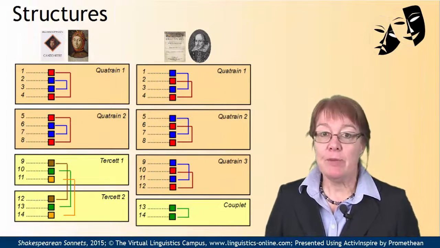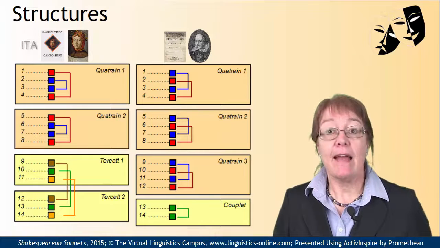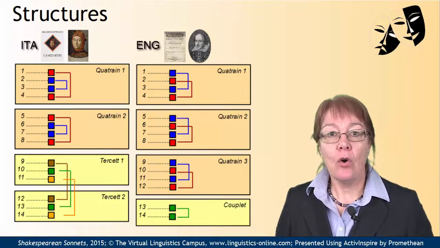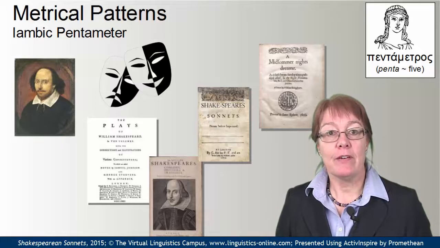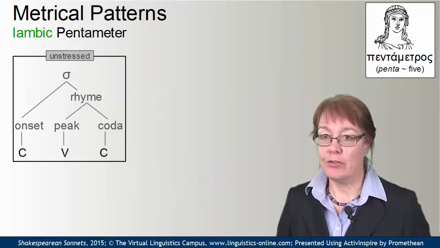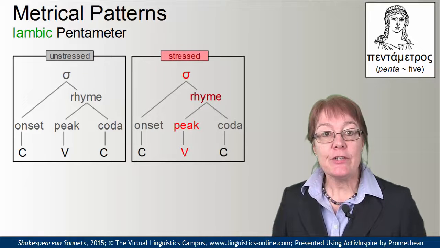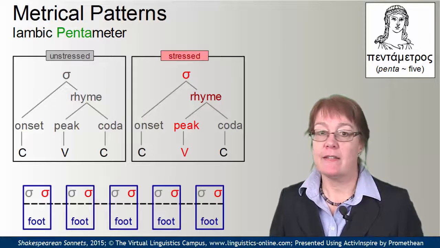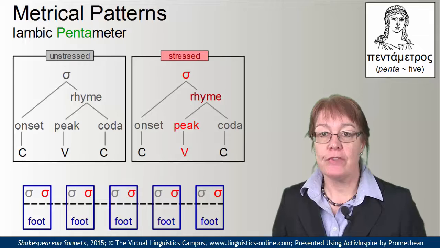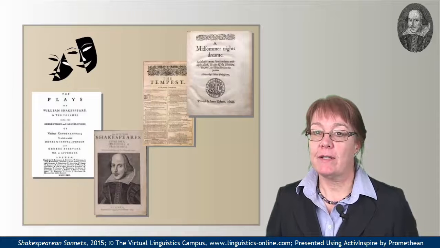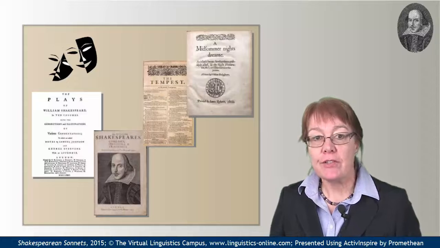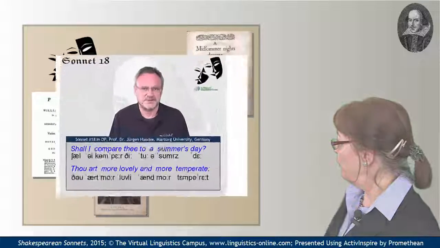As you can hear, in both cases, that is the Italian as well as the English sonnets, all lines use the iambic pentameter, that is, a meter where an unstressed syllable is followed by a stressed one. Each line contains 5 of these disyllabic units, also referred to as feet. Here are the first 2 lines of Shakespeare's Sonnet 18 again to illustrate this phenomenon.